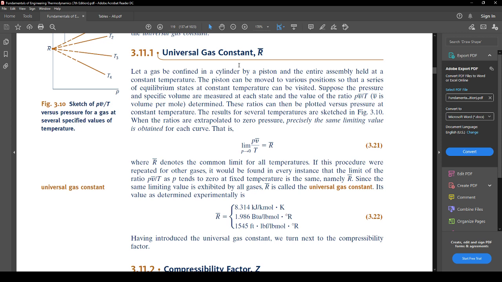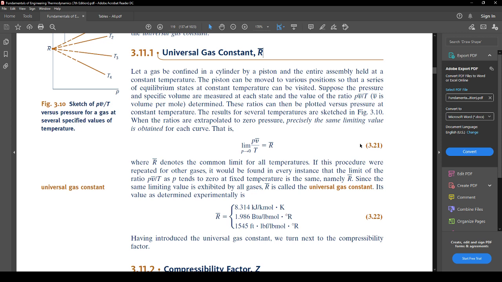So let's look at this. Universal gas constant R. So let a gas be contained in a cylinder by a piston and the entire assembly held at constant temperature. The piston can be moved to various positions so that a series of equilibrium states at constant temperature can be visited. Suppose the pressure and specific volume are measured at each state and the value of the ratio P times V over T, where V is volume per mole, determined. These ratios can then be plotted versus pressure at constant temperature.